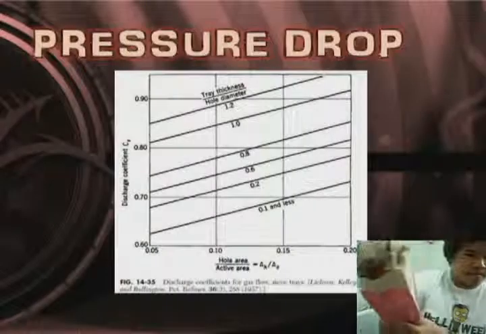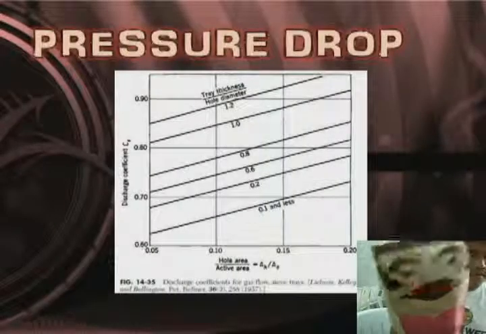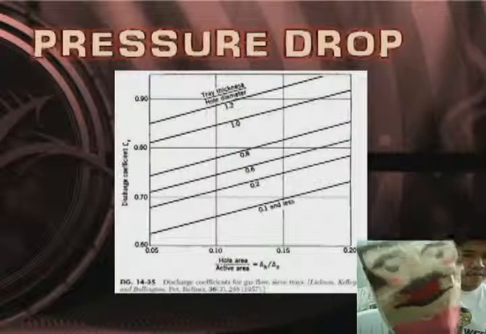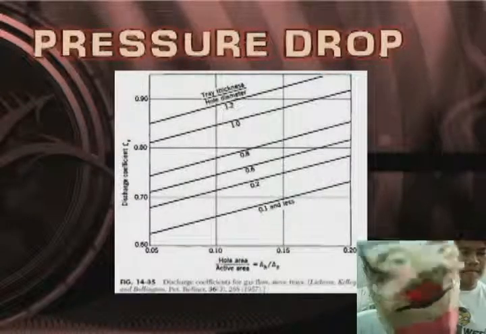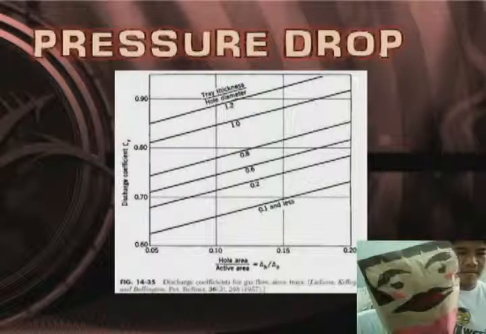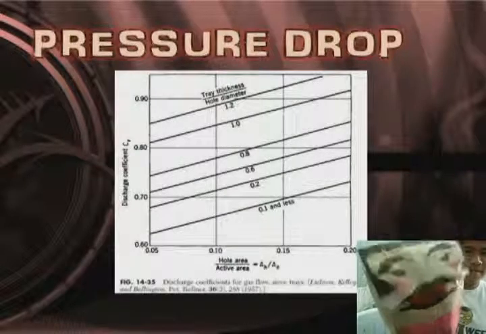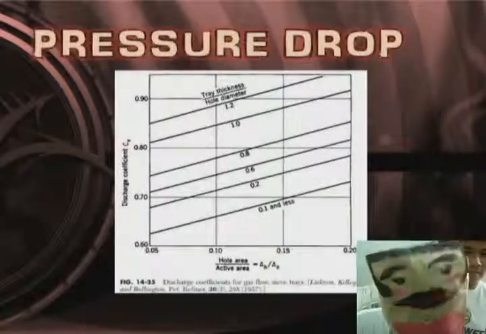The figure shown in this slide is figure 14-35 of Perry's Chemical Engineer's Handbook, 8th edition. It shows the discharge coefficients for gas flow in sieve trays. It is used to find the value of CV needed to calculate the pressure drop across the disperser.